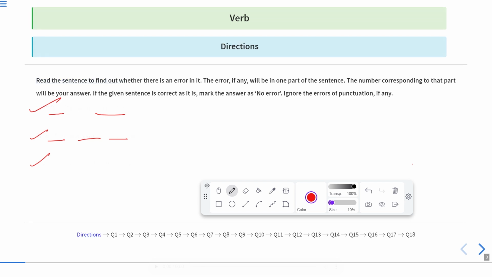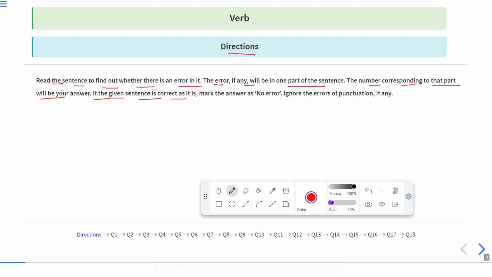So these are the directions basically which are given to us, which will instruct you how to solve these questions. Read this sentence to find out whether there is an error in it. It means these are the spotting errors questions related to verb. The error, if any, will be in one part of the sentence. It means there will be several parts of the sentence, and the grammatical error is in one part only. The number corresponding to that part will be your answer.